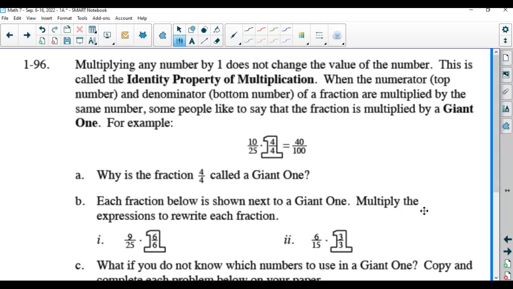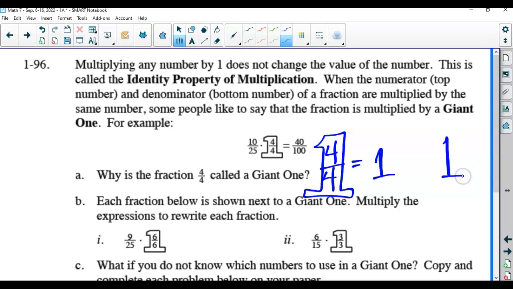Raphael, if we look at A, it says, why is the fraction 4 over 4 called a giant 1? Do you want to give us an answer for that? Yeah, because if I take 4 and divide it by 4, like if I have 4 pieces of candy and I divide them to 4 people, everybody gets 1. So what we start to do to help us remember that is we kind of box it in with what looks like a fancy 1. If you make a fancy looking 1, it's got a little top and it's got a little bottom. And we call that in CPM the giant 1.